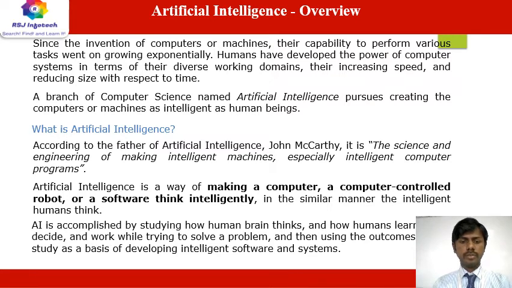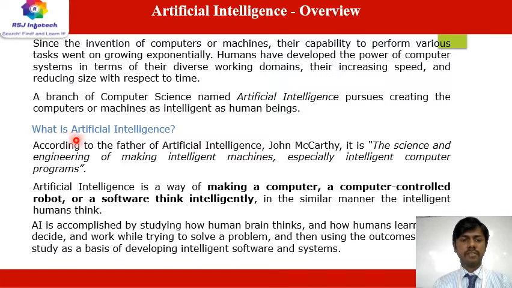In this overview, we will see that inventions like computers and machines have performed various tasks. It is growing exponentially as humans develop the power of computer systems, in terms of diverse working domains, increasing speed and reducing size. The primary concern when creating something is time, then size, and then the speed required to accomplish a particular task. We call the branch of computer science that creates computers and machines as intelligent as human beings artificial intelligence.